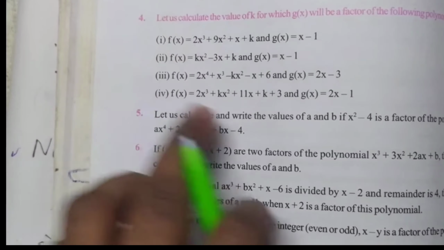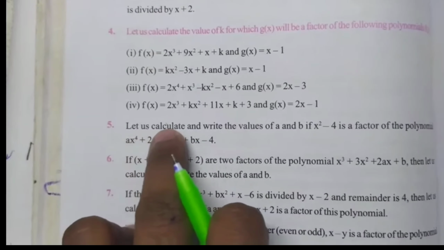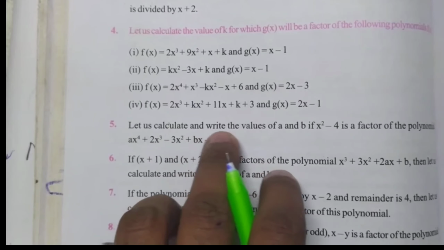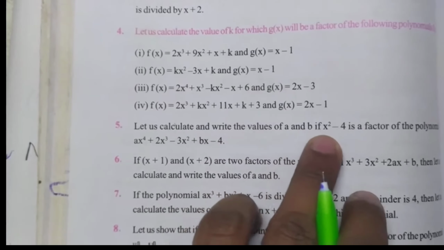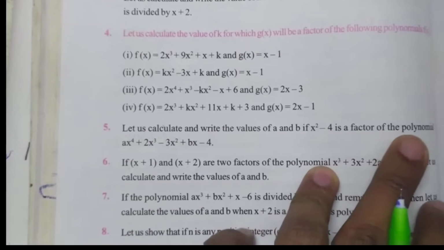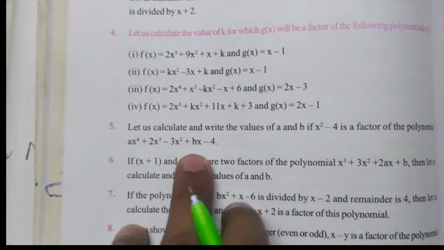So first read question number 5. What is the question? Let us calculate and write the values of a and b if x square minus 4 is a factor of the given polynomial.